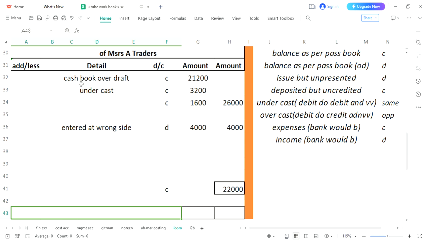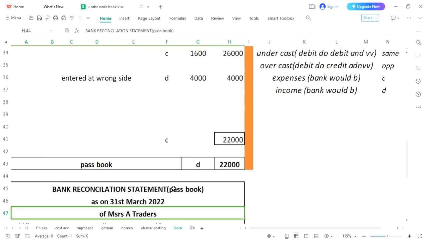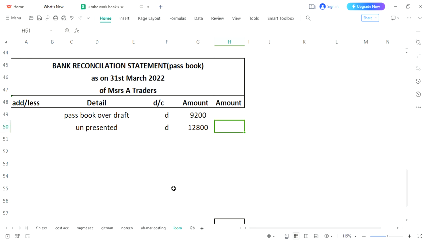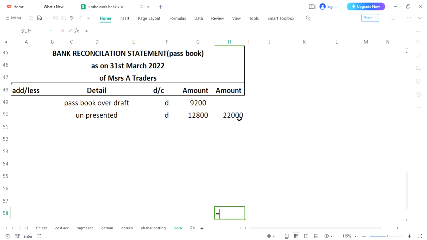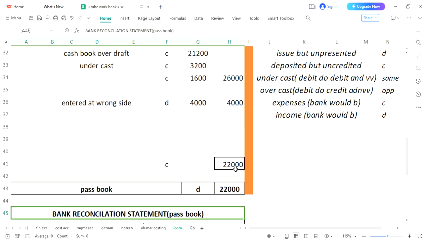Now we will write down the book. You have started your question with the cash book. Opposite to it would be the passbook. Your answer sign was credit. Here you will write debit and the same amount would be mentioned. Cash book is completed. Now we will see in the passbook there are only two entries. Take the sum of the debit side and there is nothing on the credit side. It means this question is automatically solved. That means this is your answer 22,000 and as you can see 22,000.